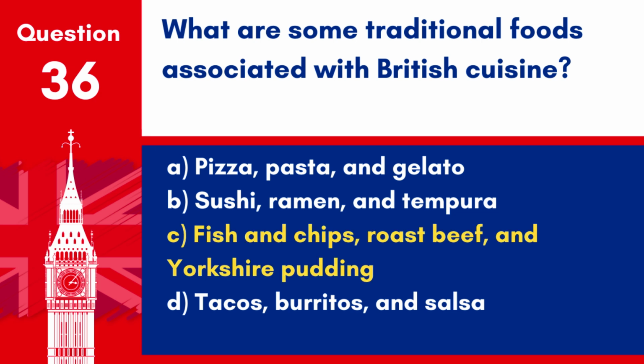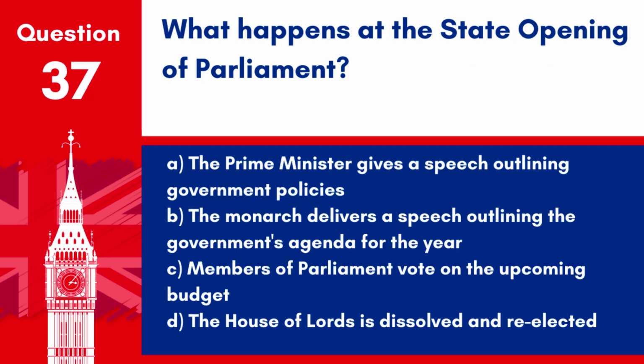Answer: C. Fish and chips, roast beef, and Yorkshire pudding. These dishes are quintessentially British, known for their roots in the UK's culinary history. Question 37. What happens at the state opening of Parliament?